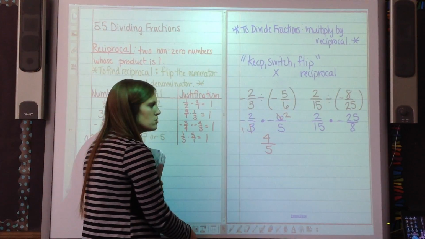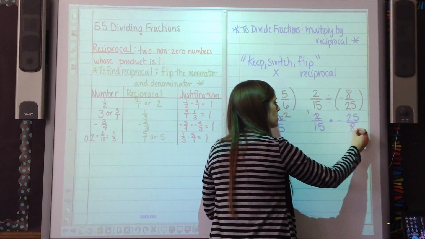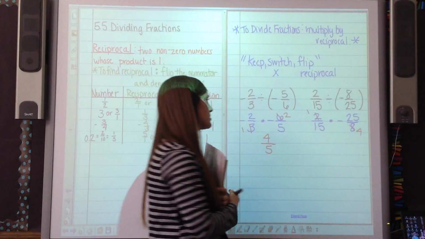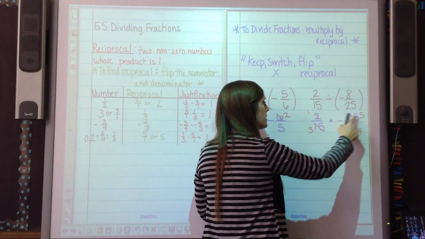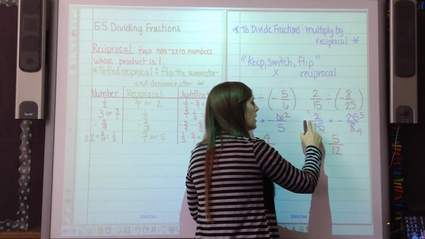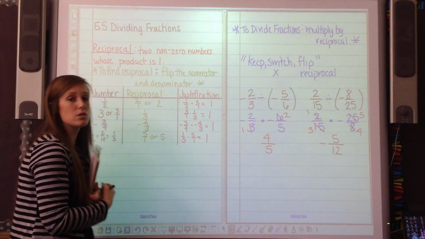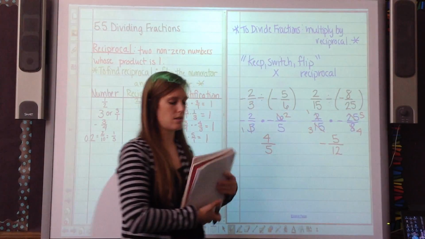I see between 2 and 8, the greatest common factor is 2. I'm going to divide these both by 2. And between 15 and 25, the greatest common factor is 5, so I'm going to divide both by 5. 1 times 5 is 5. 3 times 4 is 12. A positive times a negative is a negative. You're going to want to always check to see if you need to reduce, but if you cross reduce in the beginning, you shouldn't have to reduce at the end.